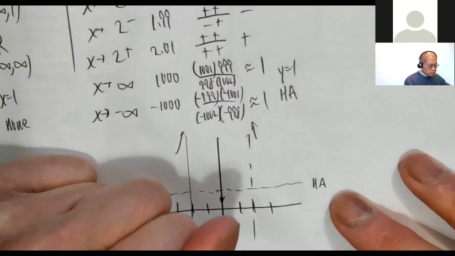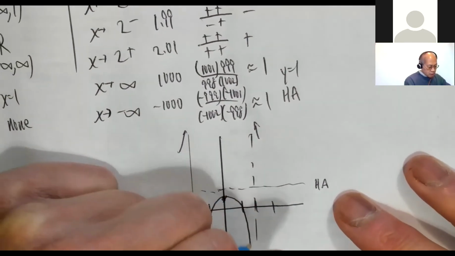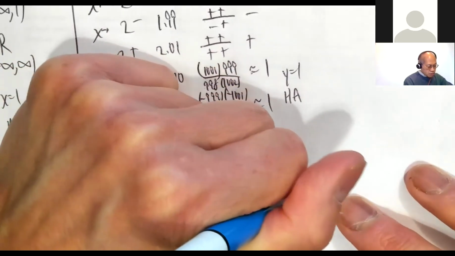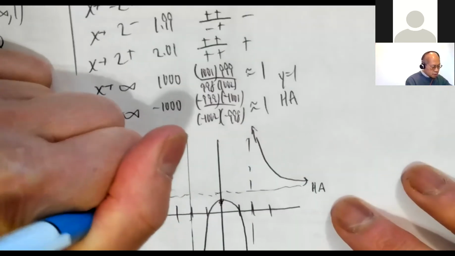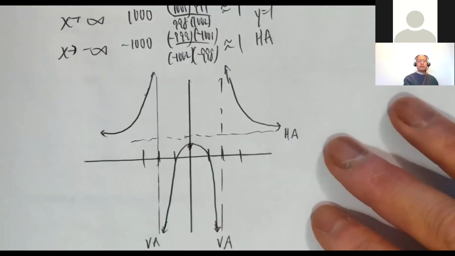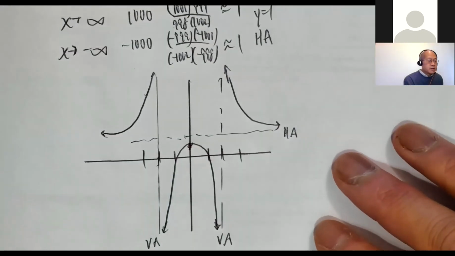All right, so this thing will shoot up like that. Come down. Asymptote. Asymptote. So that's a very rough sketch of what this thing's going to look like.